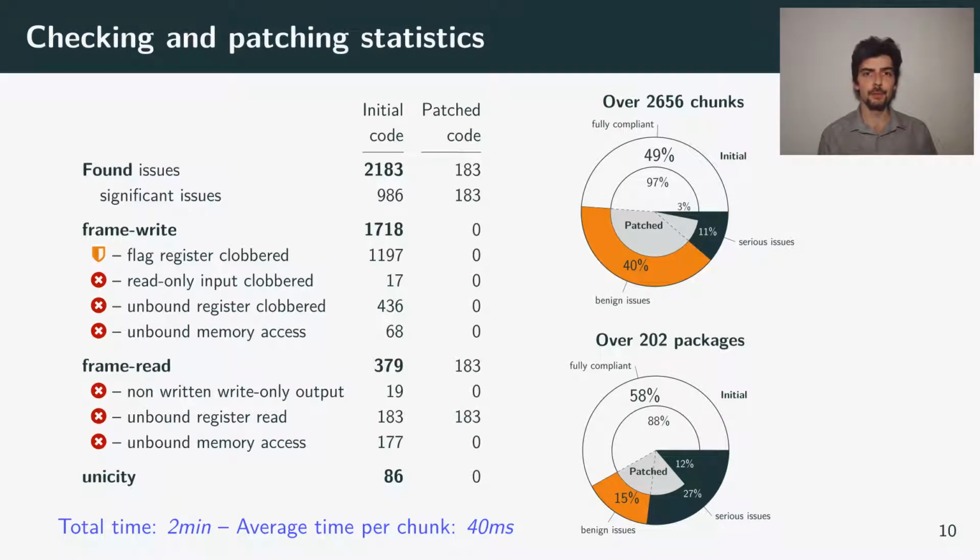The answer to the first question is pretty well. With an average time of 40 milliseconds per chunk, RUSTINA detects a lot of issues for both the framing and the unicity condition, and RUSTINA is then able to patch all but one subcategory of issues. So, if we look at the chunk level statistics, while only half of the chunks were initially fully compliant, 97% of the chunks are then fully compliant after our fixes.